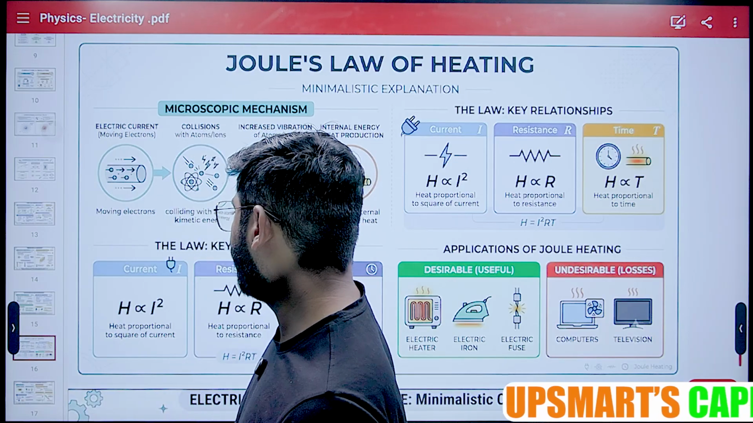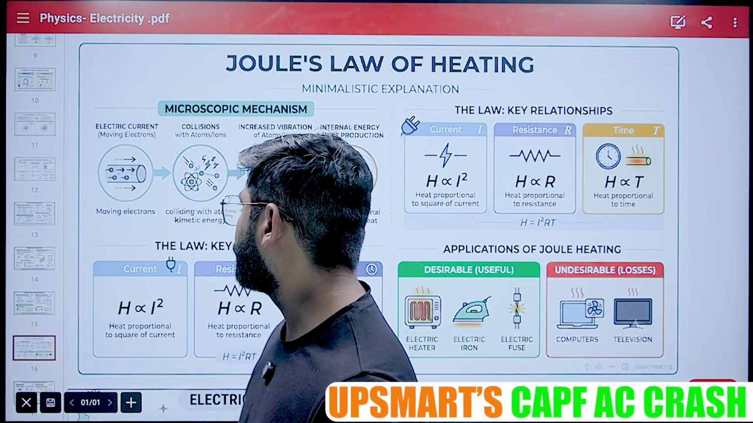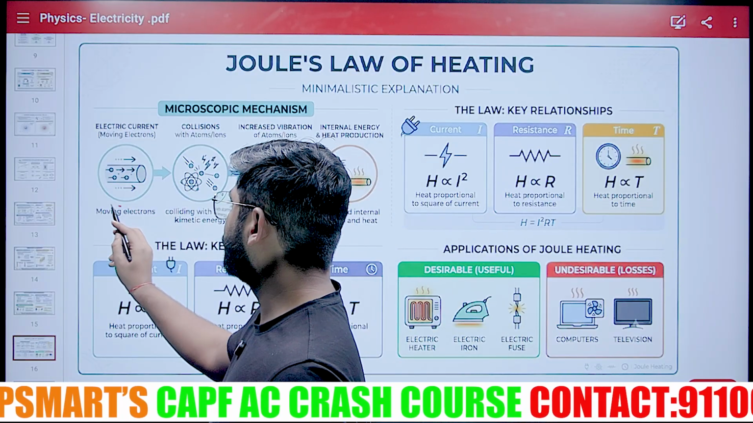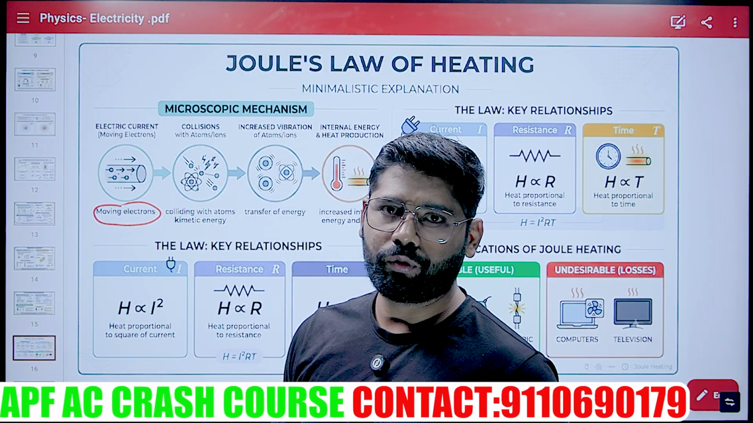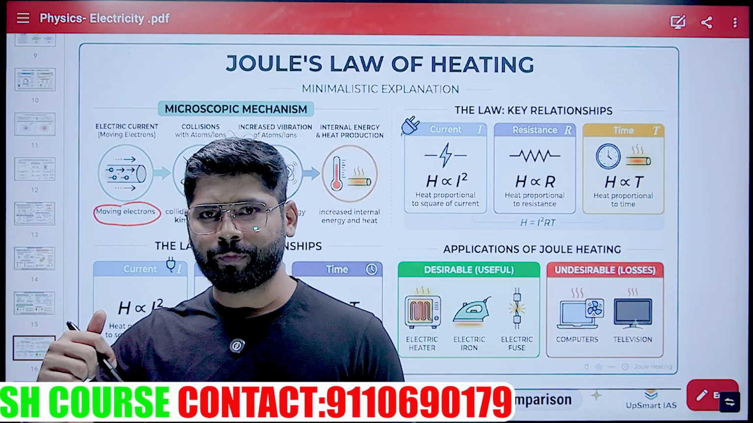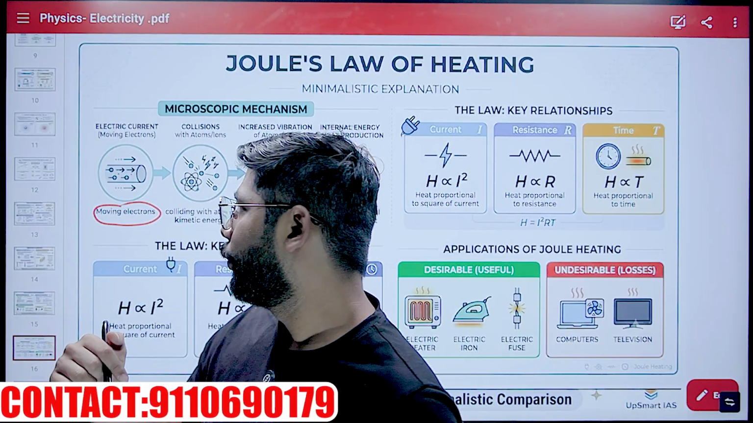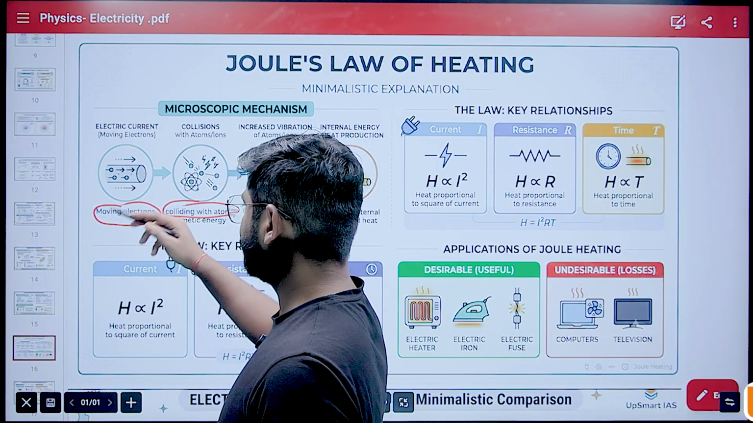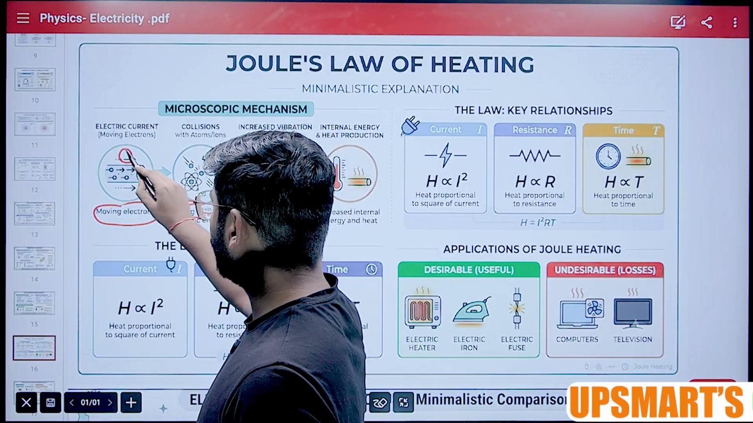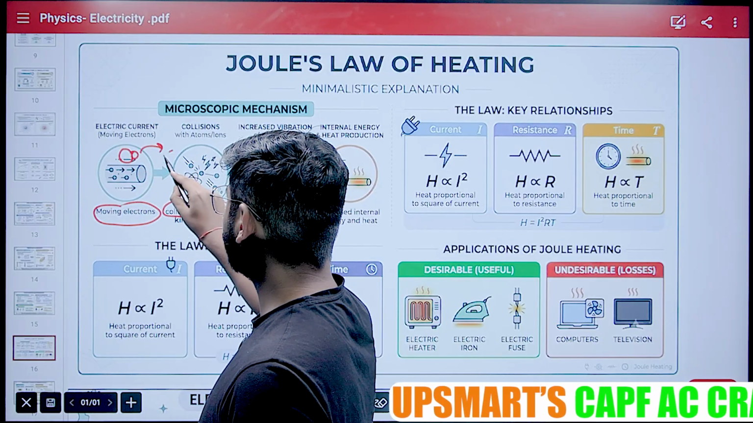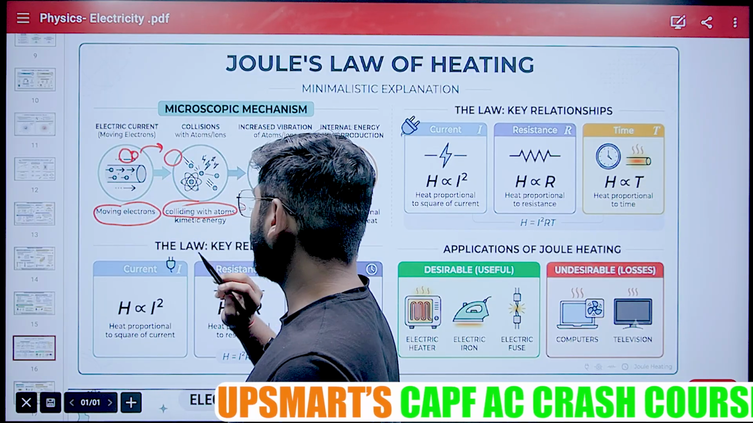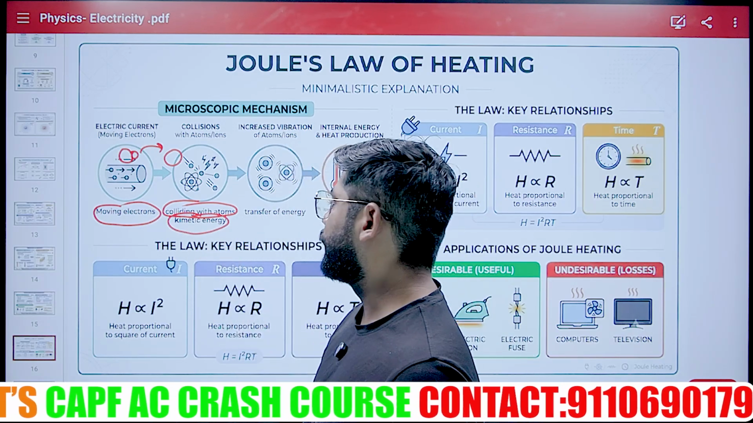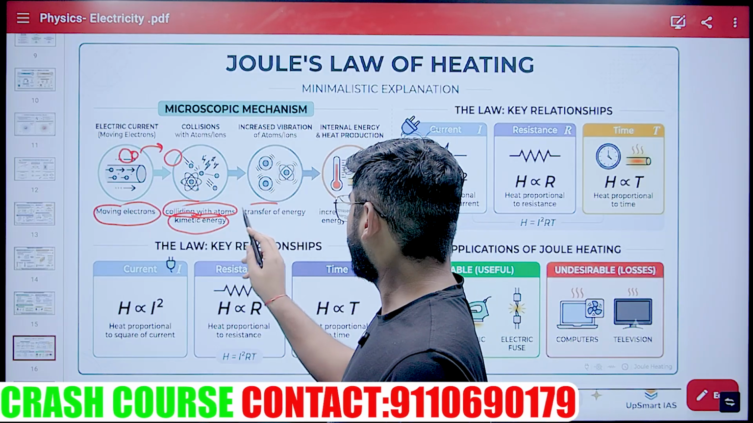Next is Joule's law. This is the last thing we are going to see. To understand Joule's law, understand this: there are moving electrons, which we have seen initially in the atom. These moving electrons will collide with atoms. Moving electrons from one atom move towards the next atom, and ultimately there will be collisions. This collision will create kinetic energy, and this energy will be transferred.